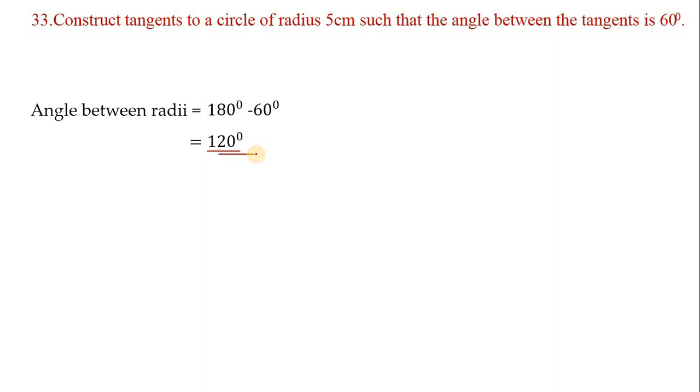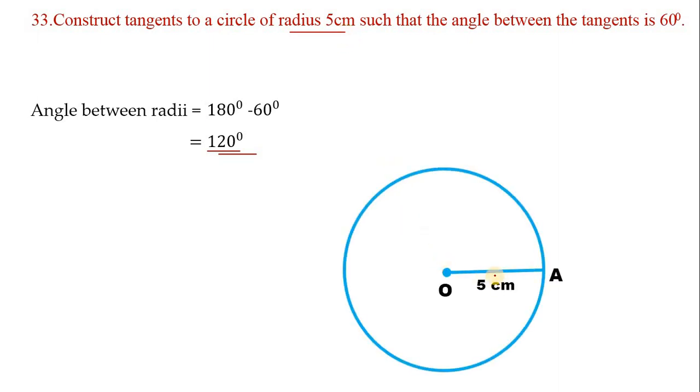Now let us construct. What is the radius of the circle here? That is 5 cm. Hence first construct a circle having 5 cm. So circle I have drawn and center is O, and I mark this point as A, and 5 cm I have mentioned here. Next we have to construct angle of 120 degree. How to construct angle of 120 degree? Take less than half of the radius of OA. OA is 5 centimeter. Take less than half of 5 centimeter, means less than 2.5 centimeter.